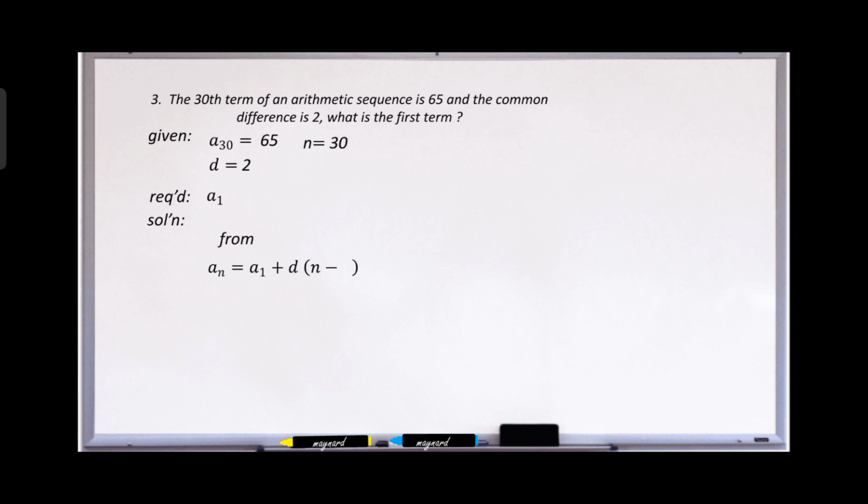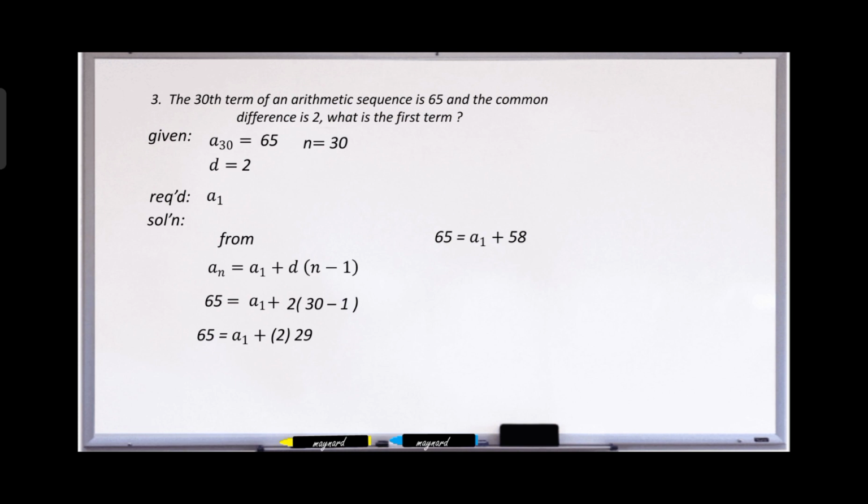Okay, so let us solve for this. Using the same formula, a sub n is equal to a sub 1 plus d times the quantity of n minus 1. Given yung a sub n natin, or a sub 30 siya, as 65. Equals to a sub 1, yan yung hinahanap, plus the common difference na 2 times quantity of 30 minus 1. So, isubtract lang natin yung 1 sa 30. We have 65 equals a sub 1 plus 2 times 29. Then, multiply mo yung 29 sa 2, magiging 58 siya. So, equation natin ngayon ay 65 equals to a sub 1 plus 58.